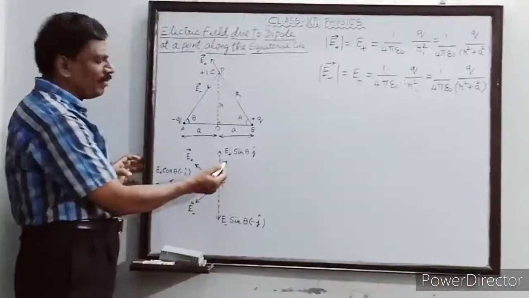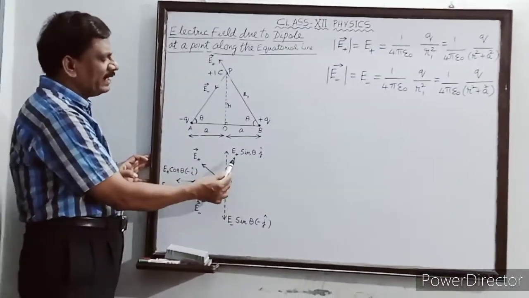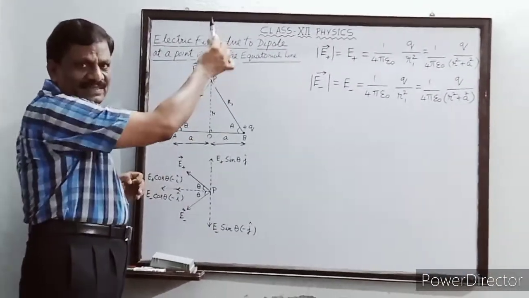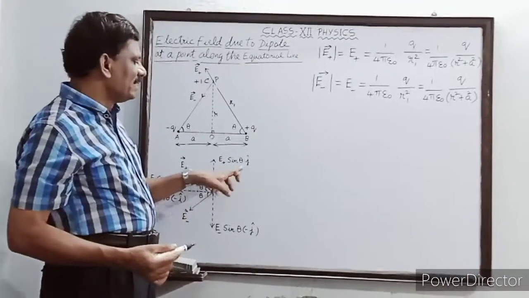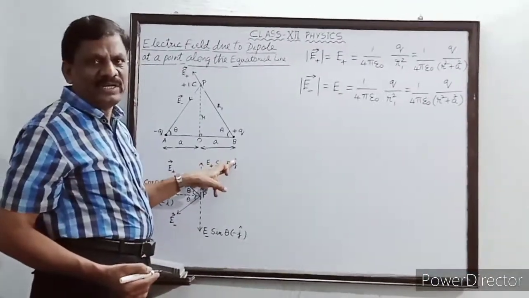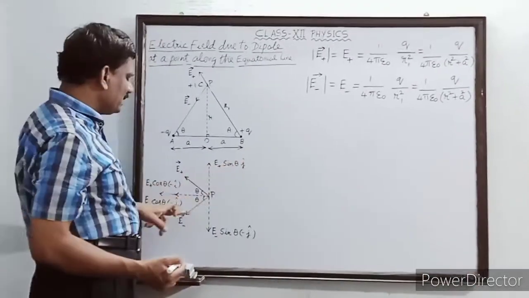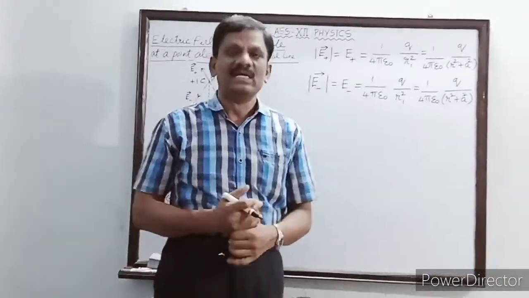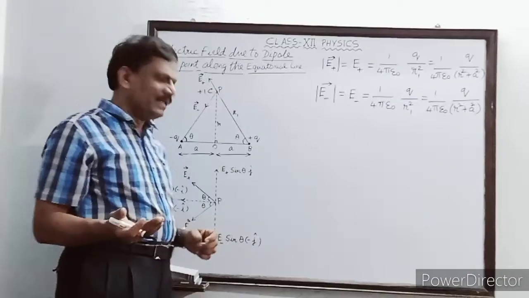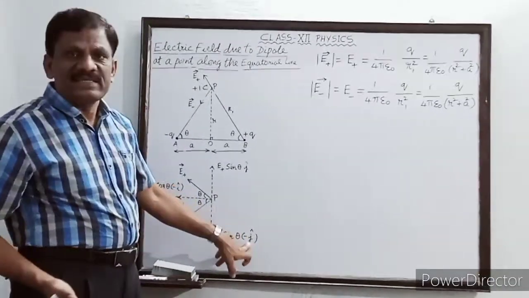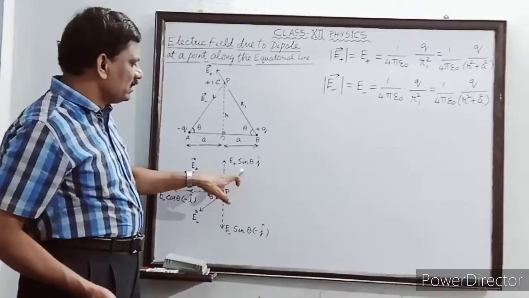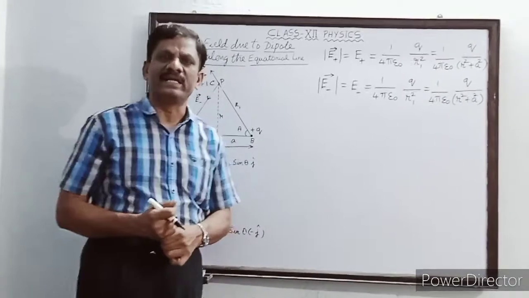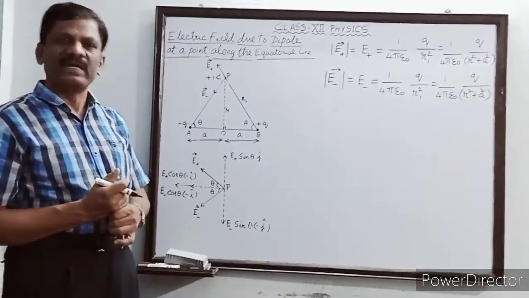While the vertical components you see here, this is E plus into sine of theta. This is along the positive y axis. Positive y axis means this is j cap. j cap is the unit vector along the positive y direction. And this E minus into sine theta is acting in the downward direction, that is in the negative y axis. Therefore, in the Cartesian system, minus j cap is the unit vector. So these two are equal in magnitude but opposite in direction, and hence they will be cancelling each other.